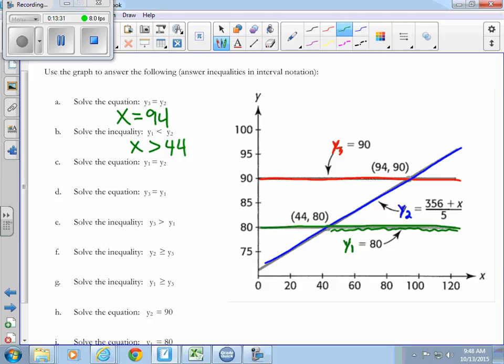Let's watch the video. Any questions so far? So try the rest. y1 equals y2 is what that next one says. y3 equals y1. So the next two are both equals. And then y3 greater than y1 is that. So I want you to try it.